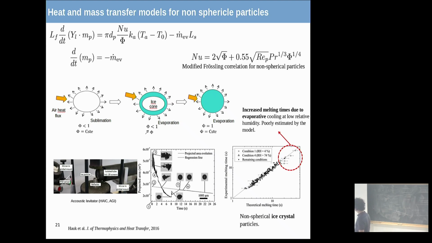Why? Because larger times correspond to the drier conditions where the evaporative cooling is very strong, and where the model is at its limit. The main discrepancies appear at low relative humidity.